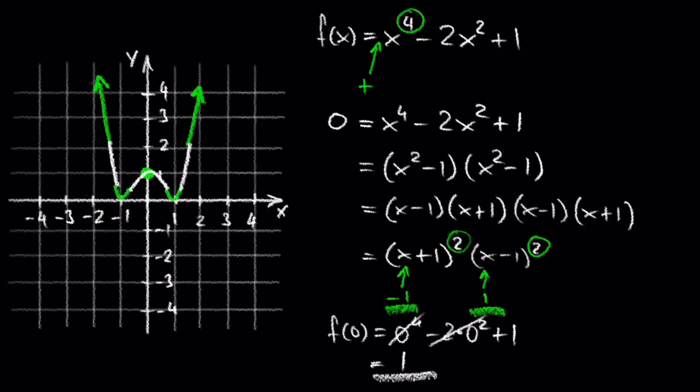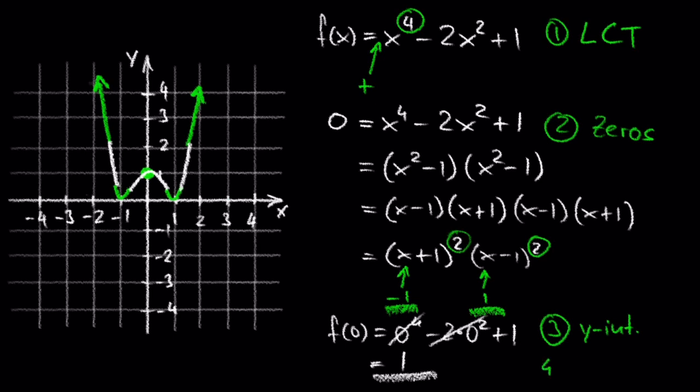Let's recap our strategy we used to graph this function. First, we used the leading coefficient test to know the end behavior of the function. Second, we found the zeros to get the x values where the graph bounces at the x-axis. Third, we found the y-intercept to know where the graph crosses the y-axis. And fourth, we used the information of the maximum number of turning points and the information that even degree polynomials are symmetric about the y-axis.